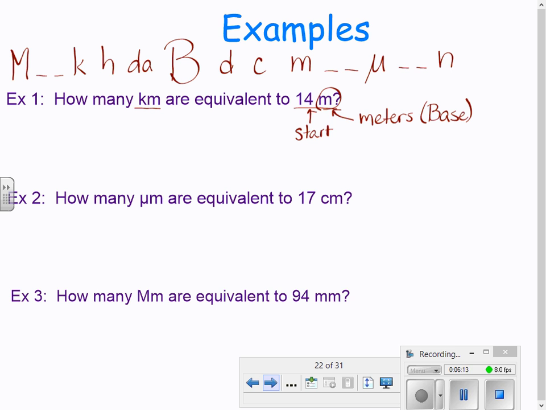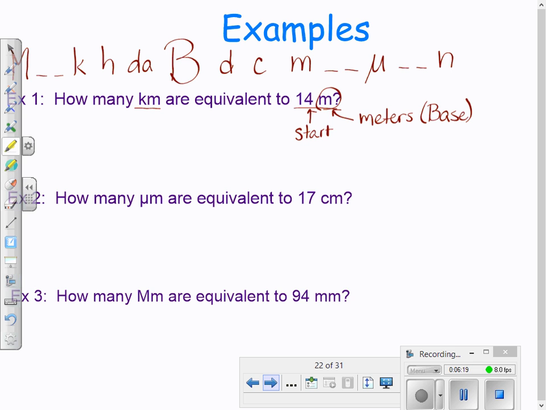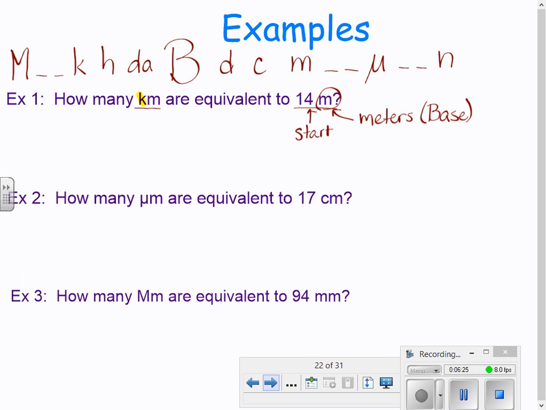Okay, so that means we don't have a prefix with it. In order to have a prefix, you need at least 2 abbreviations. So K is the prefix for kilo, and then we have our unit for length again, meter. Okay, so here we go. Change pen colors. I'm starting at a base unit. So I'm starting at meters. I'm going to km.